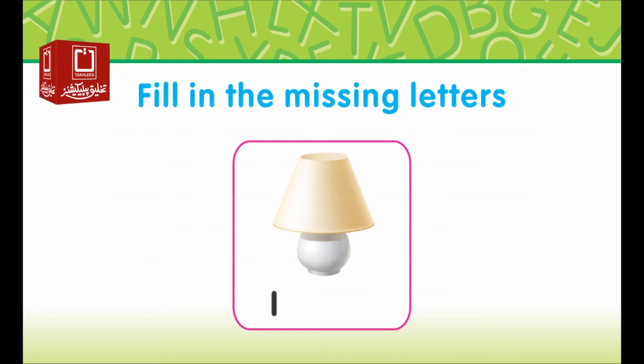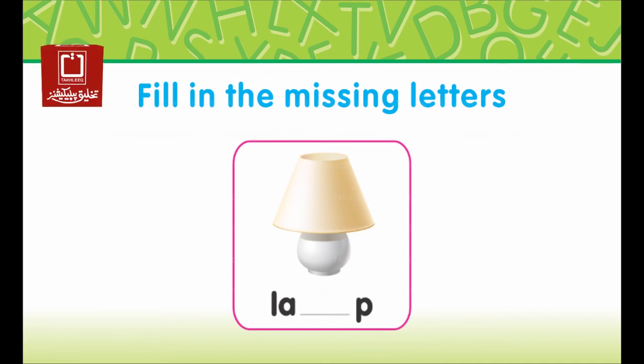Here we see the picture of a lamp. Here is written L A P. The spellings of lamp are L A M P, lamp. Here letter M is missed, so we write here M.